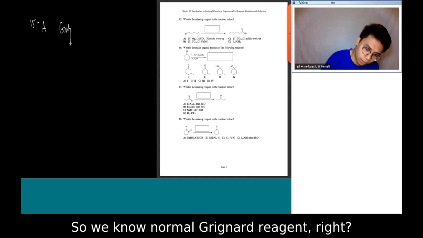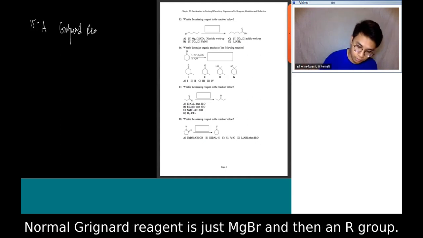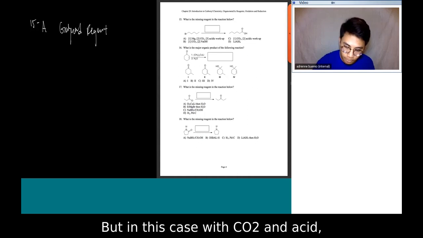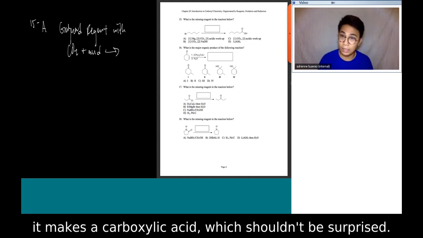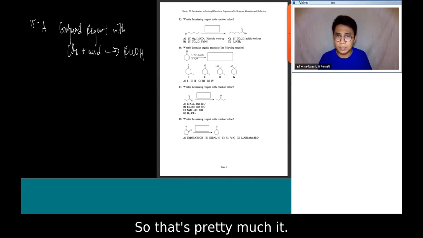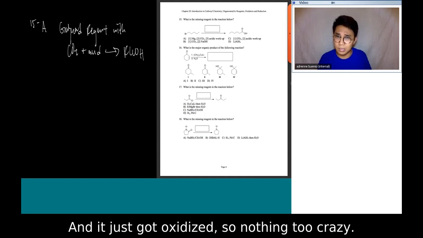So we know normal Grignard reagent, right? Normal Grignard reagent is just Mg, Br, and then an R group, and we just attach that. But in this case, with CO2 and acid, it makes a carboxylic acid, right? Which shouldn't be surprising, because it's pretty much just getting oxidized from that CO2, right? So that's pretty much it, and it just got oxidized.